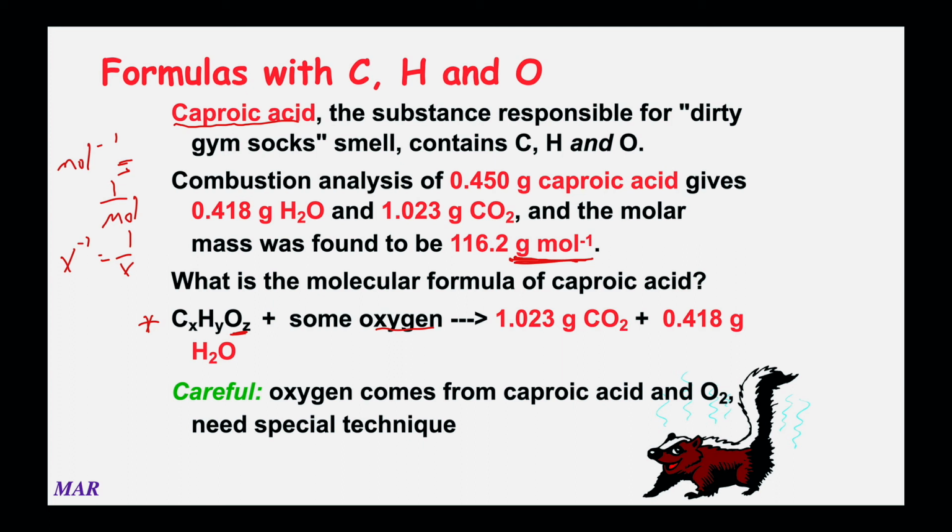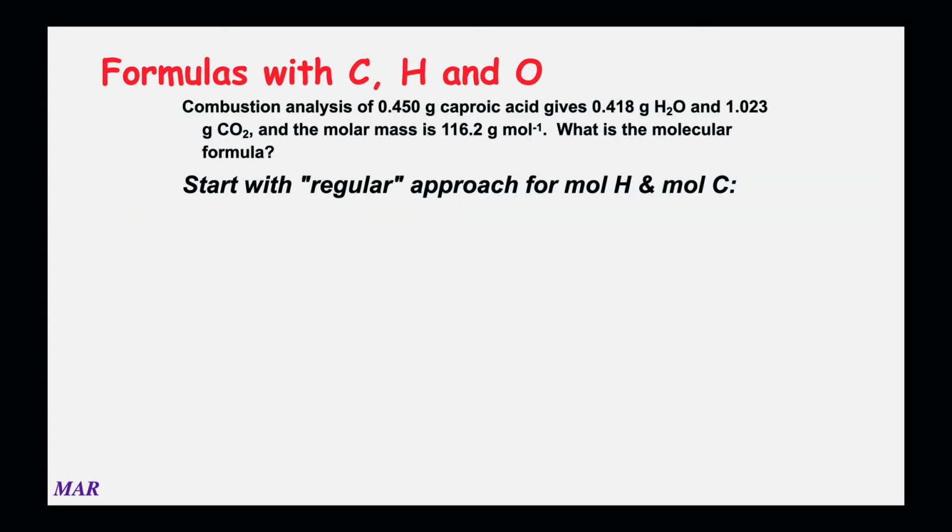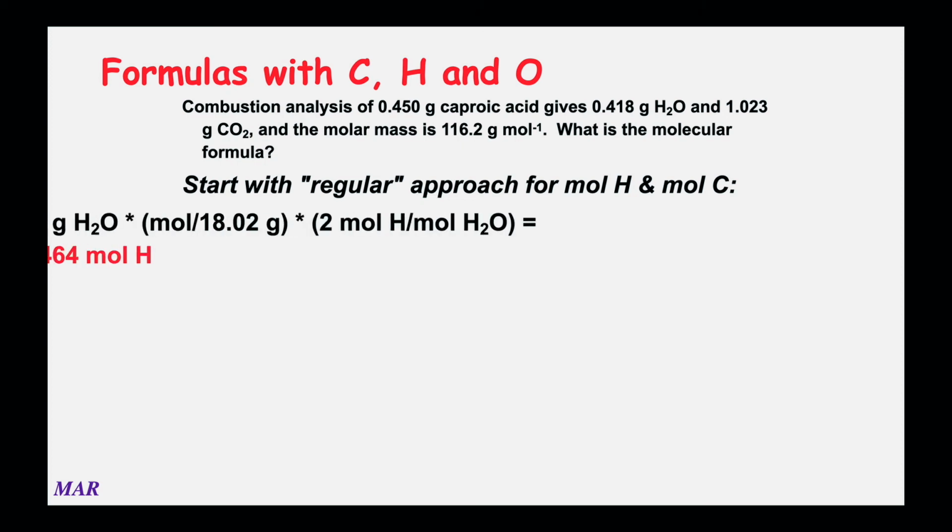We did not use the grams of the sample in the first example, the C3H4 example. But we are going to use this 0.450 gram sample in this problem. We're going to start the same way we did in the last one. We're going to go from grams of water and carbon dioxide to moles of water and carbon dioxide, then turn them into moles of hydrogen and moles of carbon, just like we did last time.